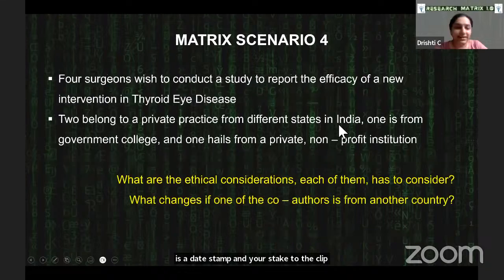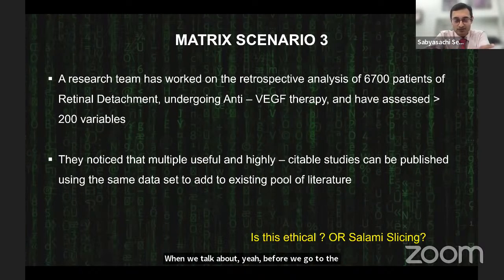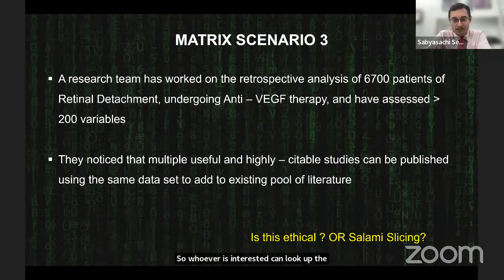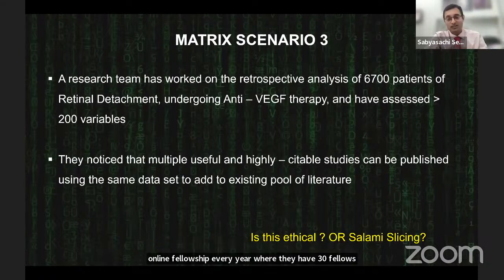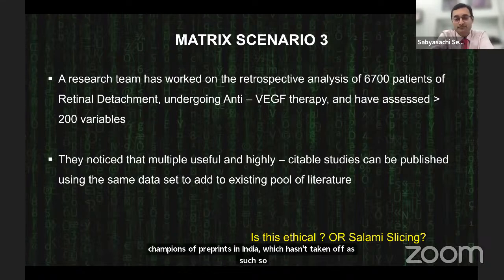One quick note about preprints before we go to the next one. Whoever is interested can look up the website called ASAP Bio. They are the ones who are leading the preprint guideline creation and all of that. There is one ASAP Bio online fellowship every year where they have 30 fellows and they get like 3,000 applications. Some of you could also apply and think about becoming ASAP Bio fellows and champions of preprints in India, which hasn't taken off as such. So look at ASAP Bio for preprints. It's a great point that Sayan has brought up.